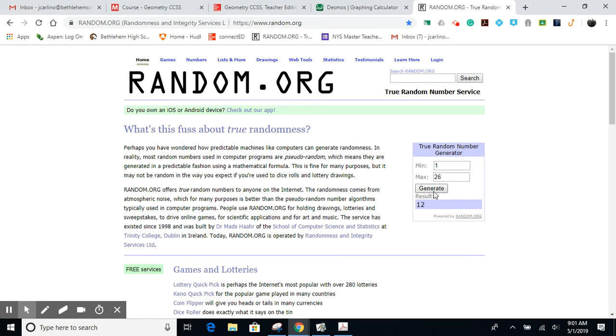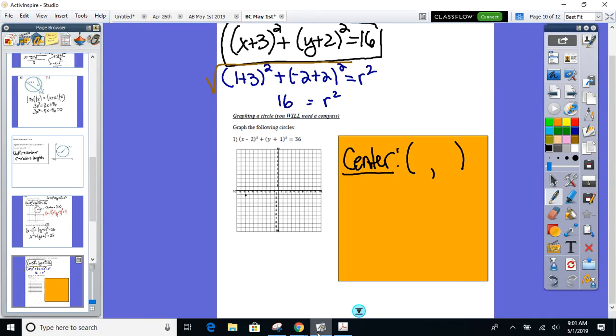The opposite signs. Perfect. 2 and negative 1. So everyone can go to their graph right now. 2, negative 1. We plot the center.